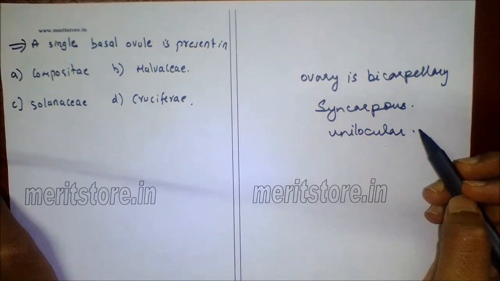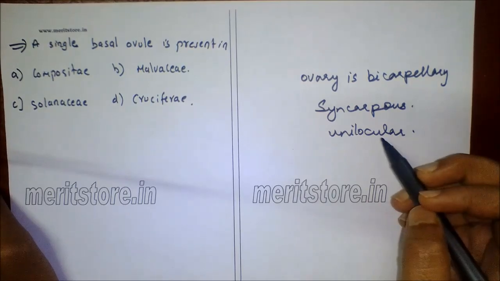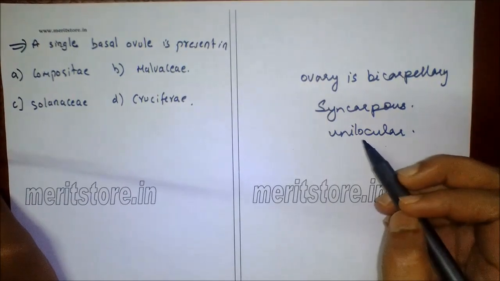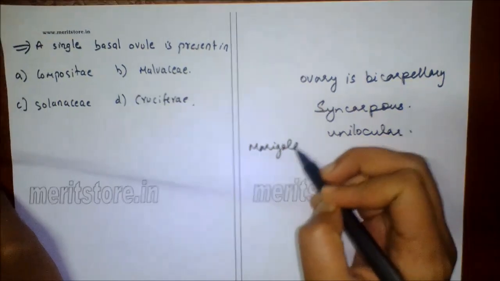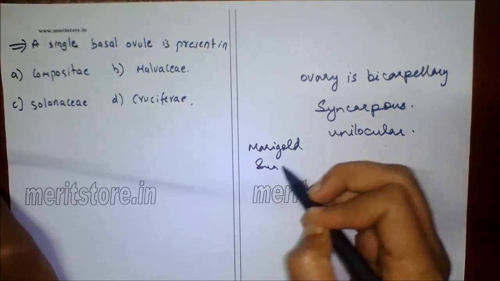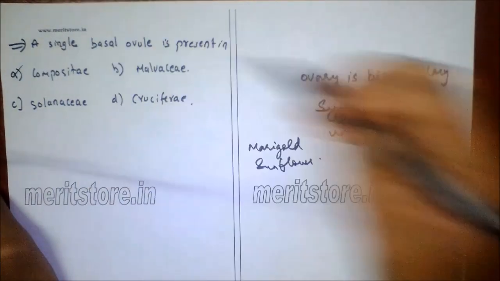And a single ovule is borne at the base of the ovary. It is found in Compositae, which is marigold and sunflower. So option A is the correct answer.